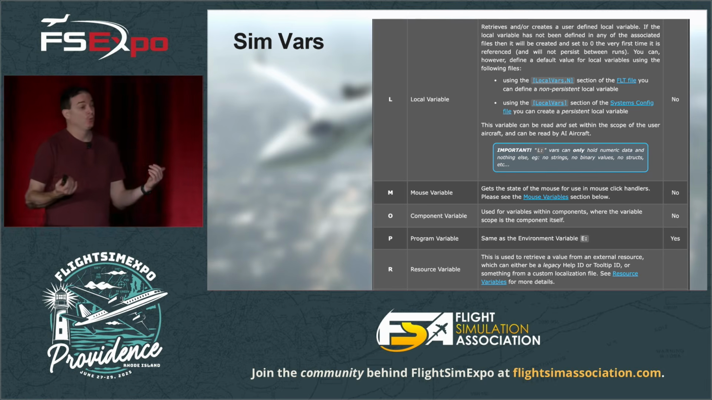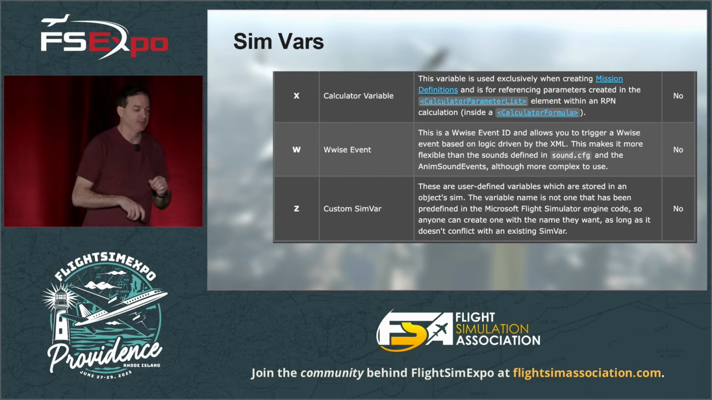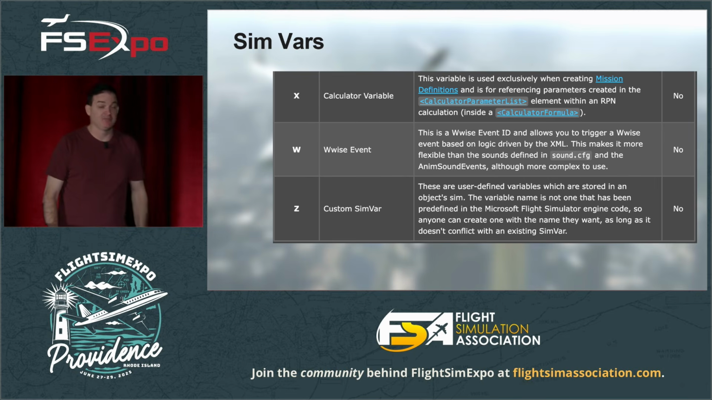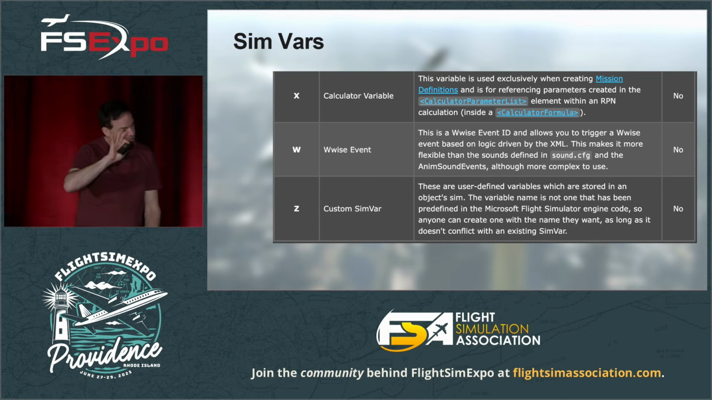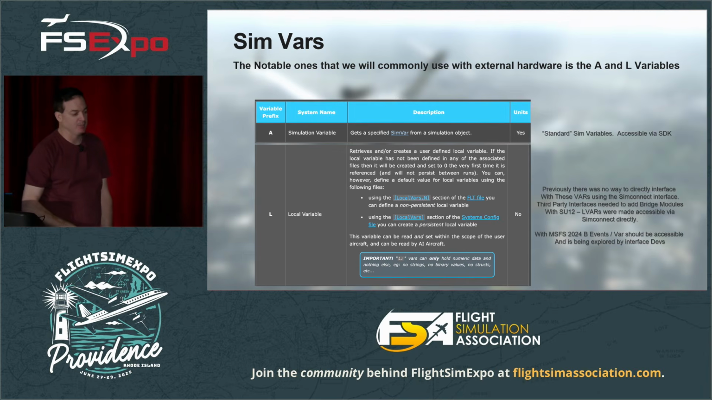Mouse variables. We don't have access to these, but they're useful in behaviors to see what a mouse click will do. When you look in the Behaviors tab, you'll find out about those. Other things that we have no access to are things like calculator events and custom SimVars and WIWIs. I never get it right. Boris knows exactly what it is. But those are things that run inside of the sim. We don't really need them to bind stuff.